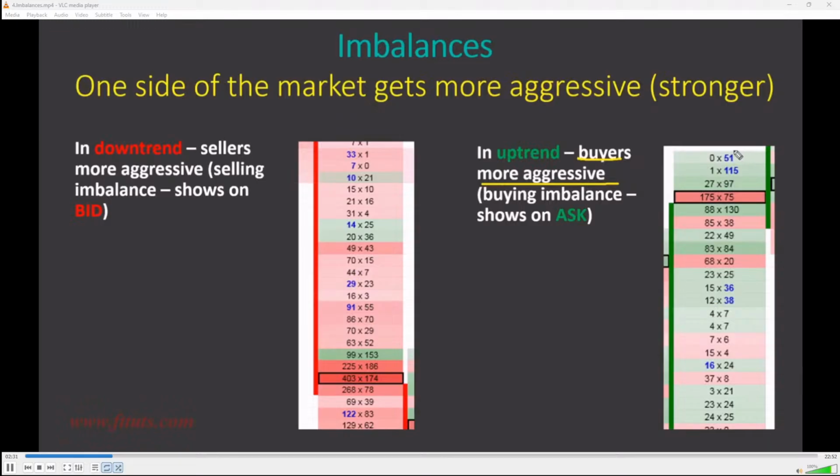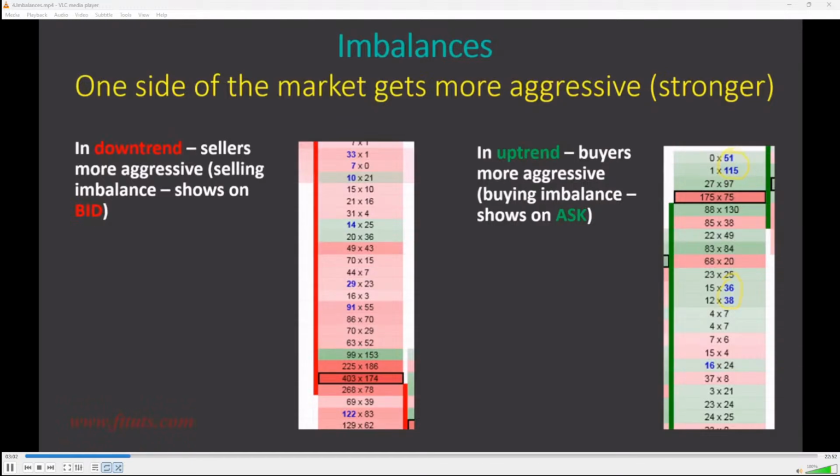Now, buying imbalance is also marked in blue color. You can see it in here, and it is marked on the ask side of the footprint on the right side in here, all right? So whenever you see those blue numbers on the ask side of the footprint, then you know that at those places there are aggressive buyers.